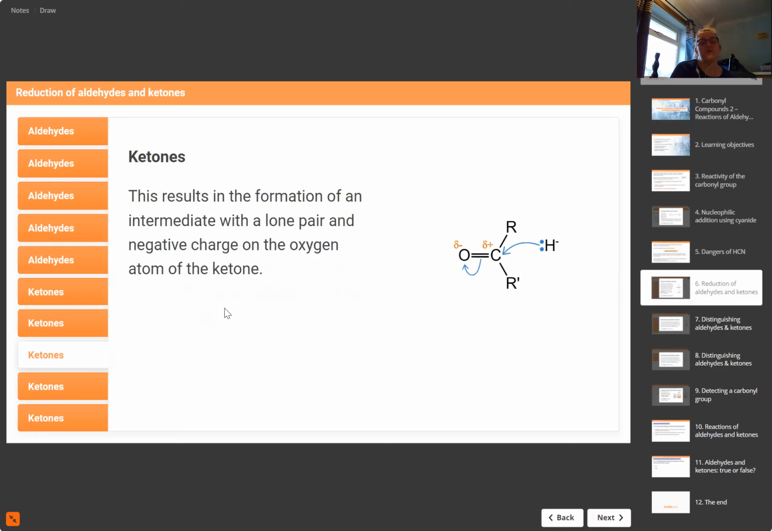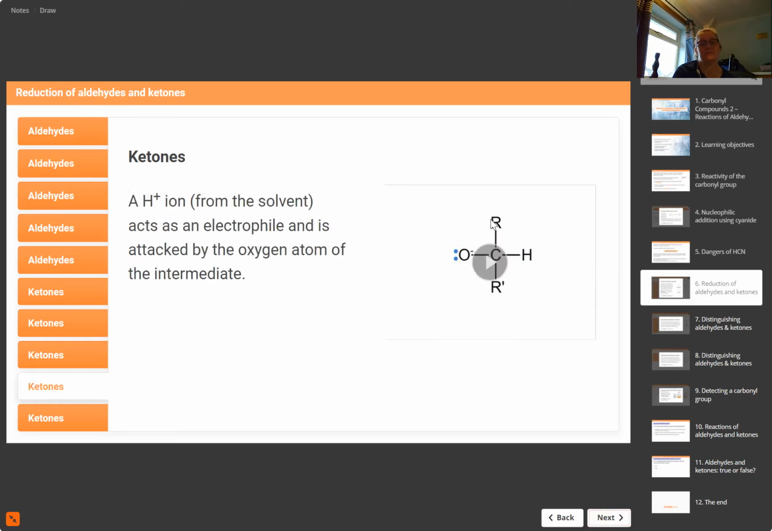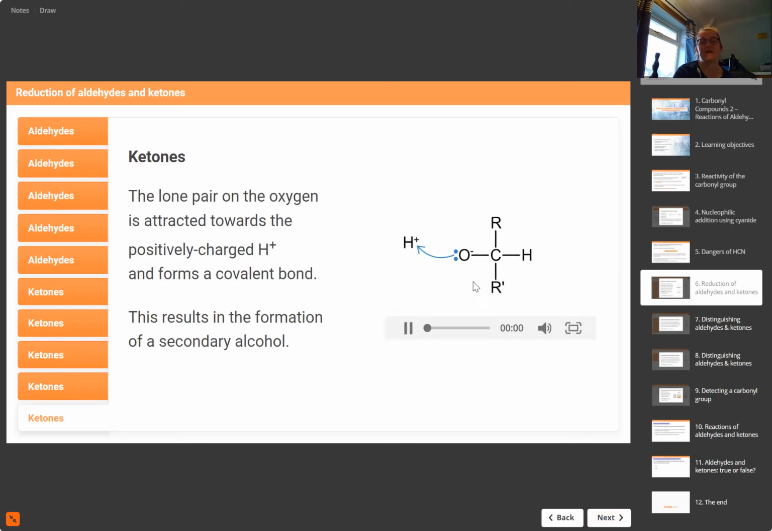This will then result in formation of an intermediate with a lone pair and negative charge on the oxygen atom of the ketone. A positive hydrogen ion from the solvent acts as an electrophile and is attacked by the oxygen atom of the intermediate. And then finally, the lone pair on the oxygen is attracted towards the positively charged hydrogen ion and forms a covalent bond, and as such results in the formation of a secondary alcohol.